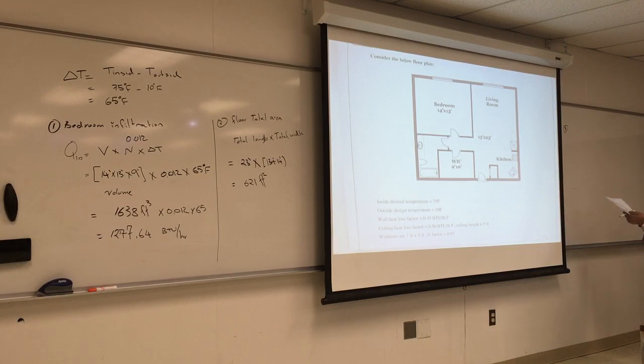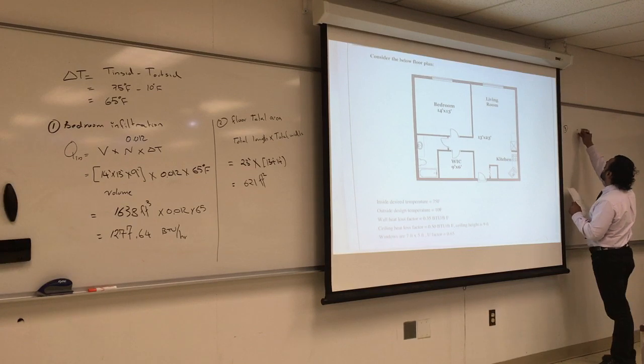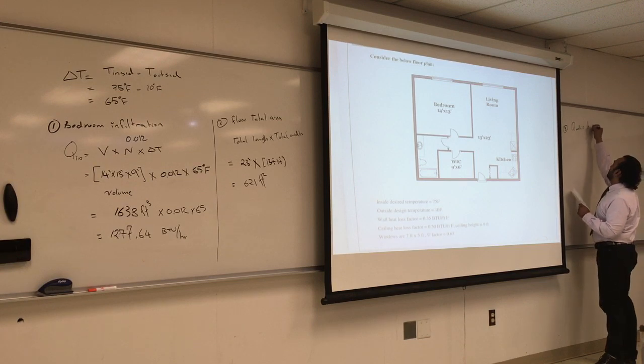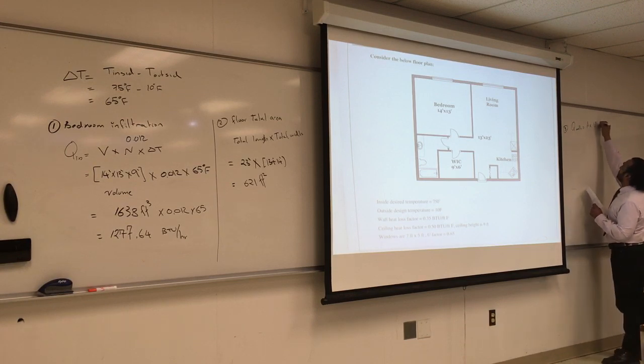What is the transmission heat loss from the bedroom walls and windows only? So, bedroom walls and windows. It's only one bedroom. So, we'll do first walls, Q equals area times U times delta T.